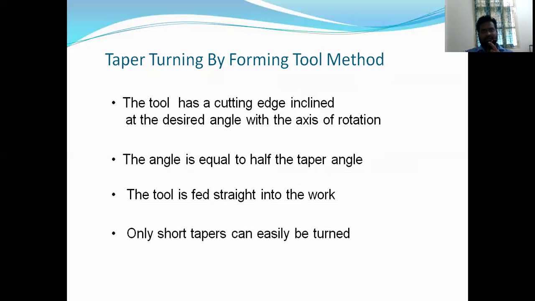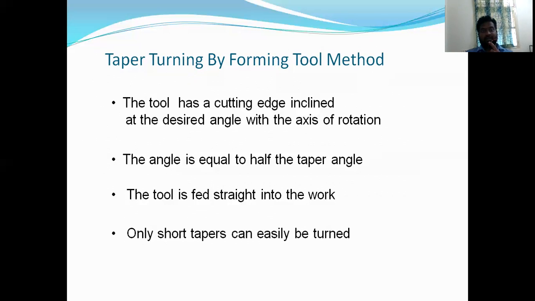What is the desired angle? That angle is produced on the workpiece. So with that tool only we are getting the desired taper shape, right? With that cutting tool only we are getting the desired shape, producing the taper on the workpiece. The main thing is we have to make the tool with an inclination angle. What is the desired angle we need? That angle is equal to half the taper angle.